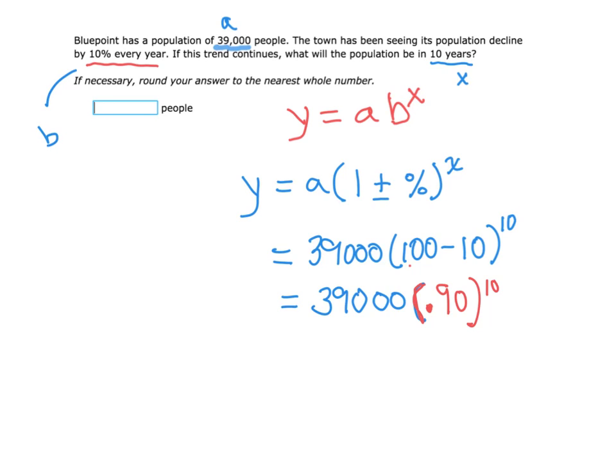39,000 times, I'm just going to use parentheses here, 0.9 raised to the 10th, and that means that to the nearest whole number, the population that we see is 13,598.459. Obviously, it's not possible to have 0.459 people, so we're being asked to round to the nearest whole number, and of course, all we look at is this. That number is not 5 or above, so we're just going to leave it. So in IXL, I would literally just type in 13,598, which is what I did when I was getting the screen capture, and of course it was correct.